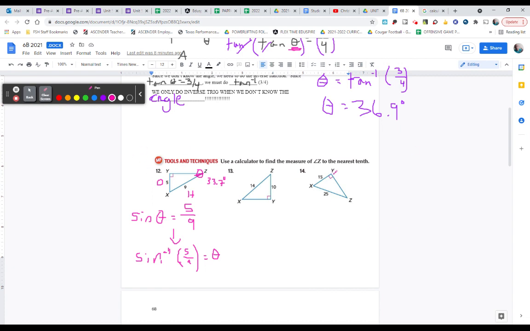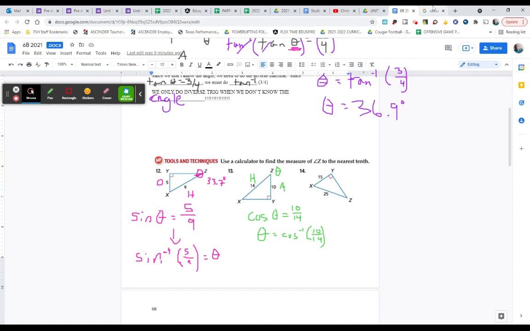The last one I'm going to do is z on this next one here. That's our theta angle. 10 is our adjacent leg, and 14 is the hypotenuse. When we have the adjacent leg and the hypotenuse, we're going to do cosine. So the cosine of theta is equal to 10 over 14, so theta is going to be the inverse cosine of 10 over 14.